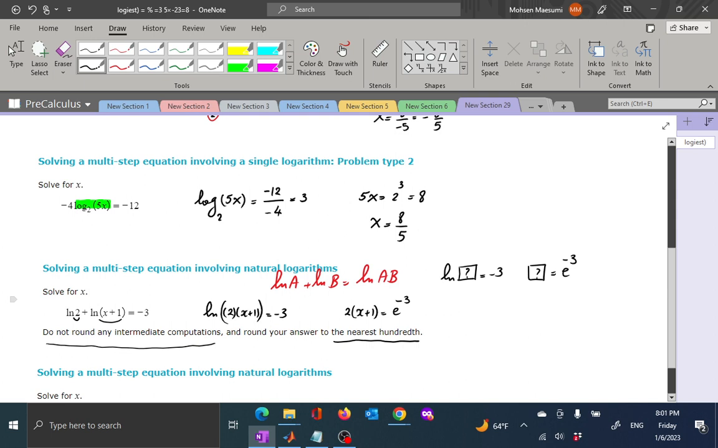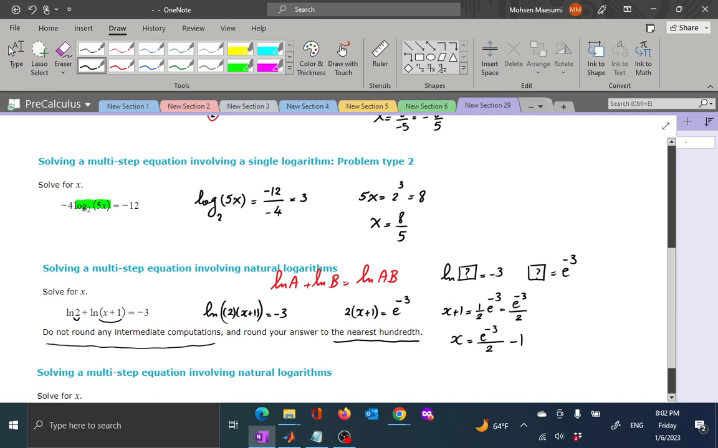I want the x, I don't want all of this. What do I do? First I divide by 2, so x plus 1 becomes 1/2 of the exponential of minus 3. You can write this, of course, as the exponential of minus 3 over 2. Still, I want the x, so I subtract 1 from both sides. It becomes the exponential of minus 3 over 2 and then minus 1.